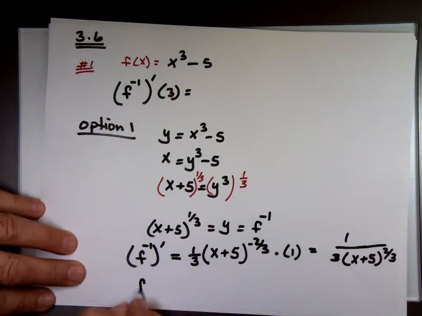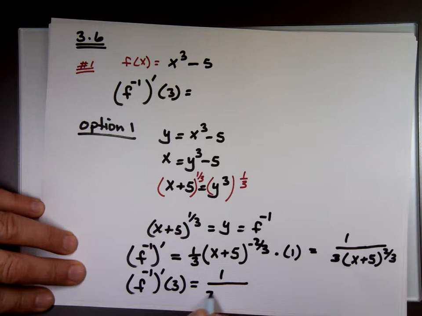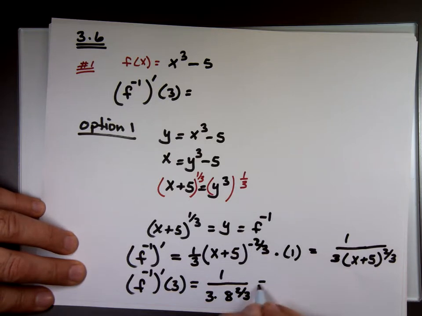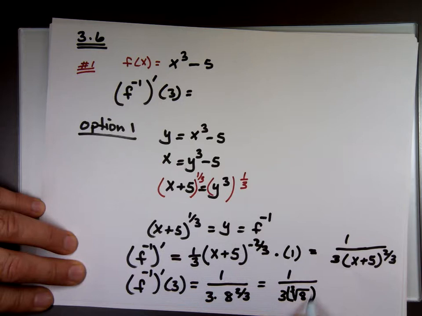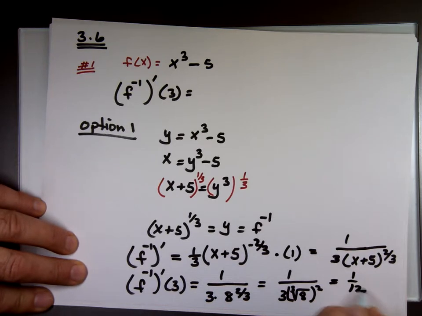And the last question, they want the derivative of the inverse at 3. You let x be 3, what do we have? 1 over 3 times 8 to the power of 2/3. Now, in case you forgot what 8 to the 2/3 means, that's the cube root of 8, the whole thing squared. What's the cube root of 8? 2 squared. 4 times 3? Is it 12?